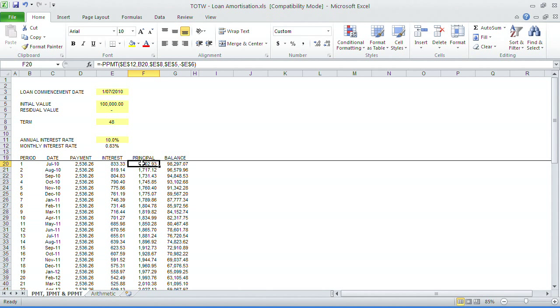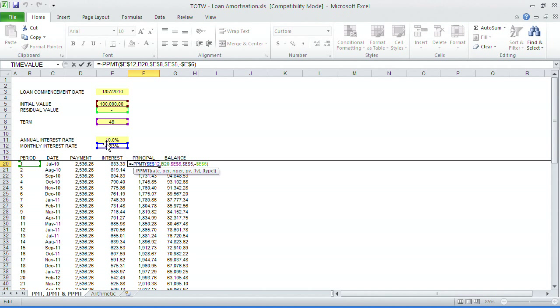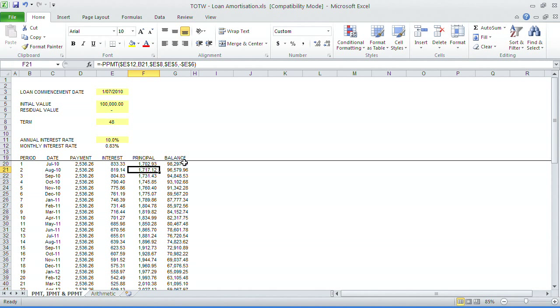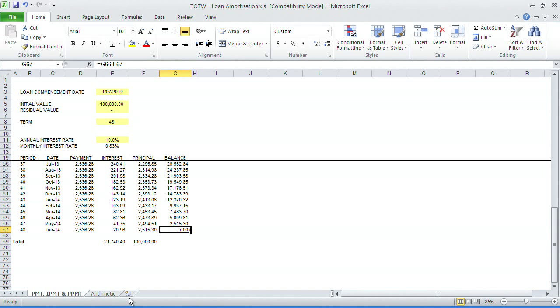Similarly for the principal, the PPMT, it grabs the interest rate, followed by the period, followed by the number of periods, or the term in this case, the initial value, the PV, and the residual value, the FV, to calculate out the principal. And then, of course, you reduce the principal by the starting amount, and then further on, you just roll it over as you go down. Now, to show you that this is actually the correct formula, you can see it gets down to 0, and you can see the interest at 21,740 and the principal at 100,000.